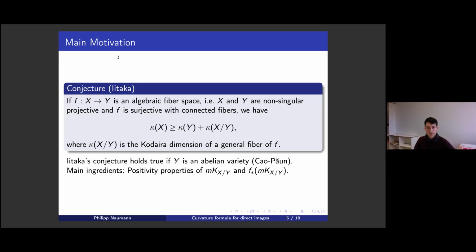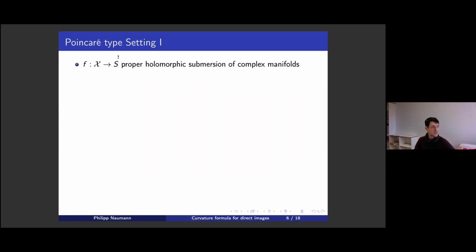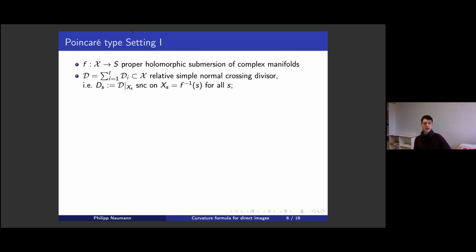Our aim here is really to make progress on the curvature formula in a singular situation for this metric on the direct image. Maybe the easiest, the mildly singular situation, is the Poincaré type setting. Now we take our proper holomorphic submersion f as before, and we additionally have a divisor D on the total space, which we require to be relatively SNC. By this we mean that when we restrict it to each fiber X_s, then it should also be an SNC divisor.